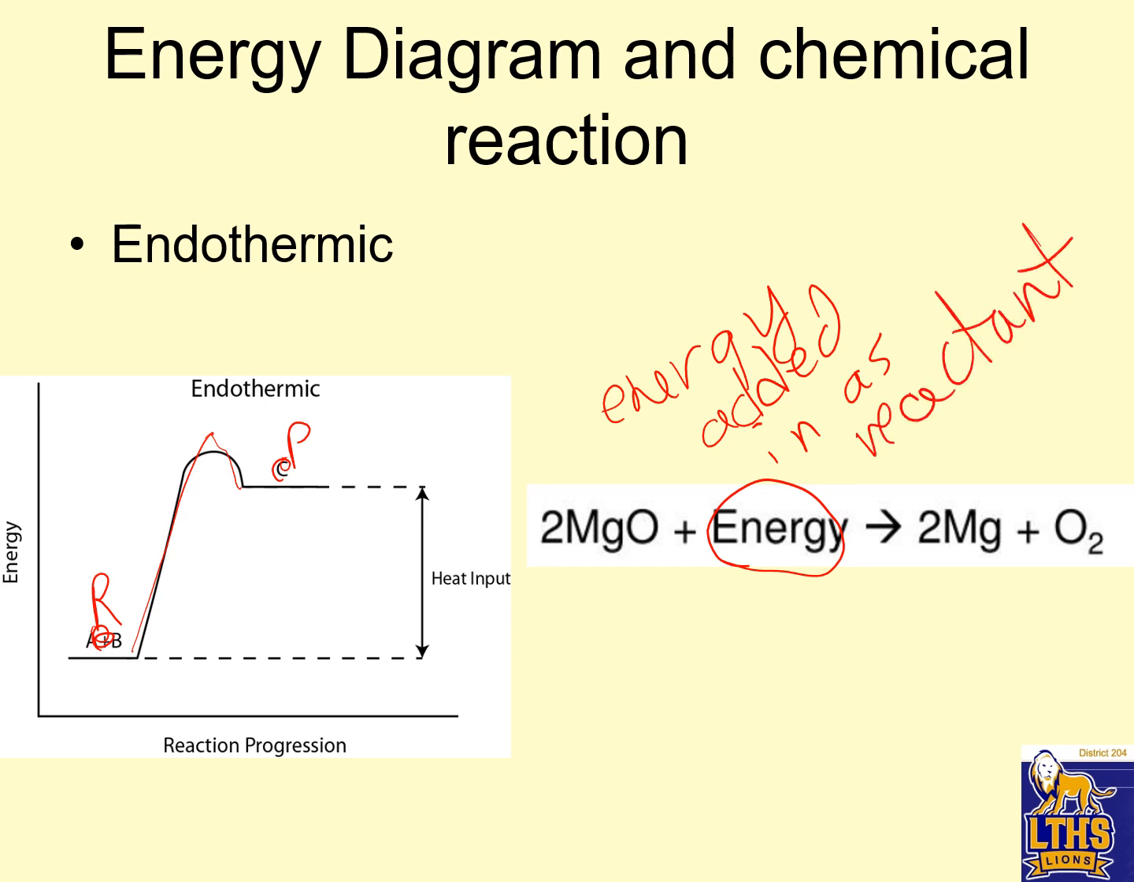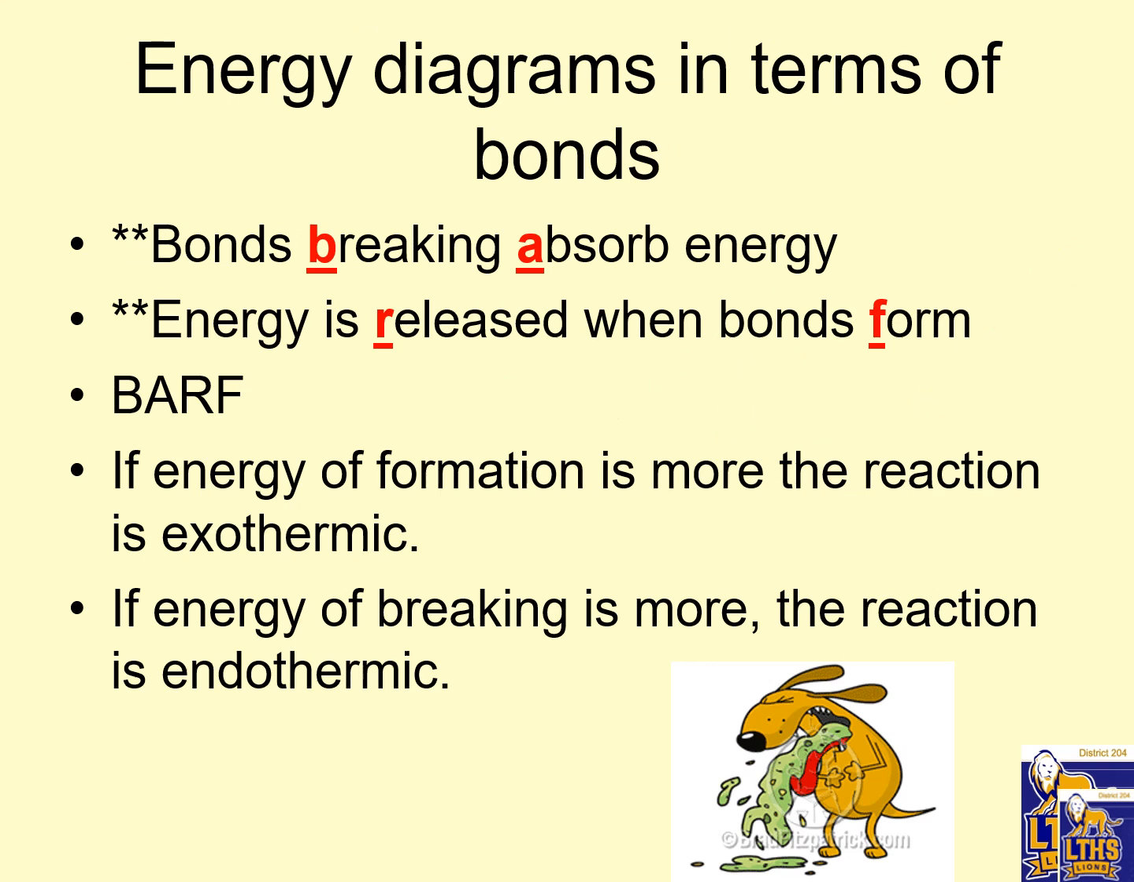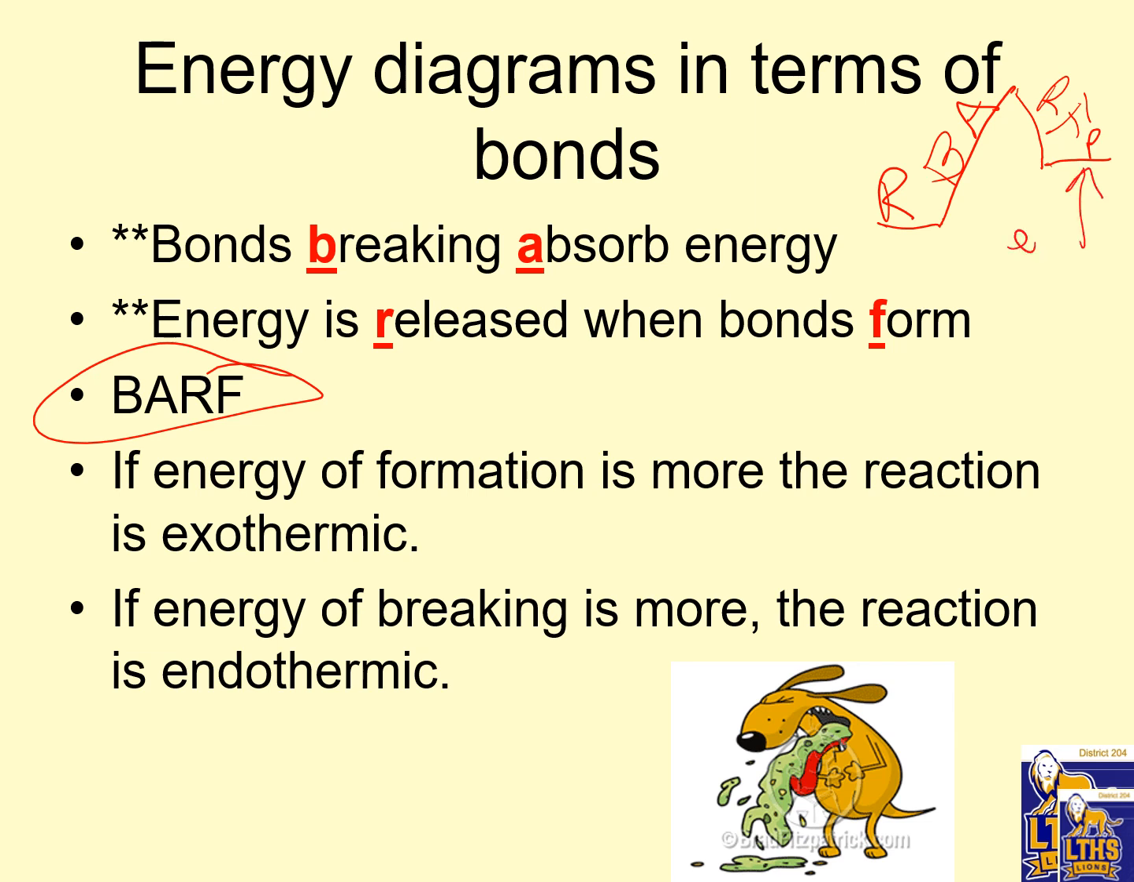Okay. All right. So here's something to help you remember. Energy diagrams in terms of bonds. All you have to remember is to barf. BARF. Yeah, barf. Okay, so what happens is wherever the reactants are, you always have to go uphill first to break bonds. Breaking bonds absorbs energy, okay? And then if you come downhill, you always release energy when new bonds form. Okay, so this is products. So this is endo because it takes more energy to break them than to make them.